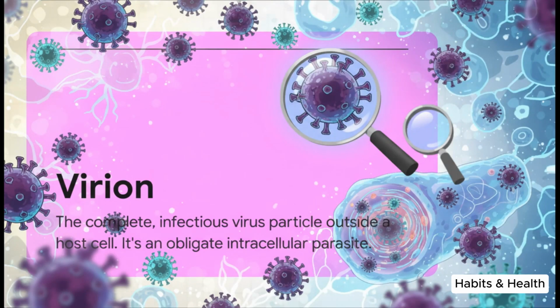Okay, so first things first, let's meet our microscopic burglar, the virion. That's the name for the complete infectious virus particle when it's just floating around. Outside of a cell, it's basically inert. Think of it like a seed just waiting for the right soil. It's what's called an obligate intracellular parasite, which is just a fancy way of saying it absolutely cannot reproduce without hijacking a living cell. It's helpless on its own.